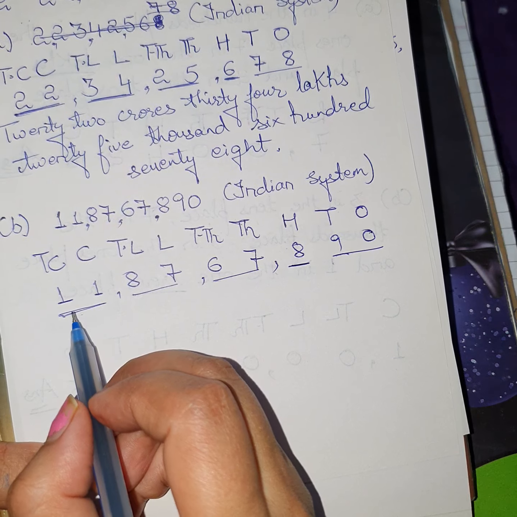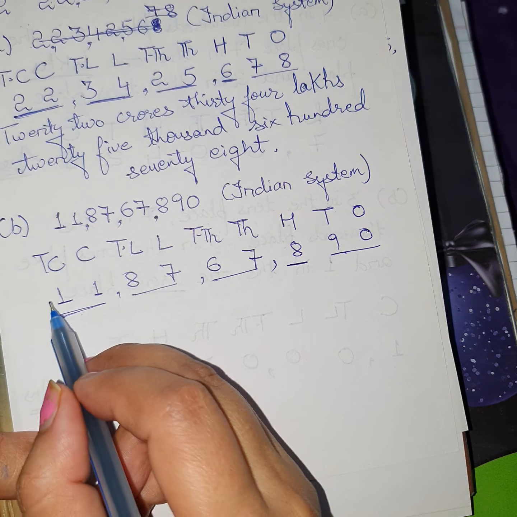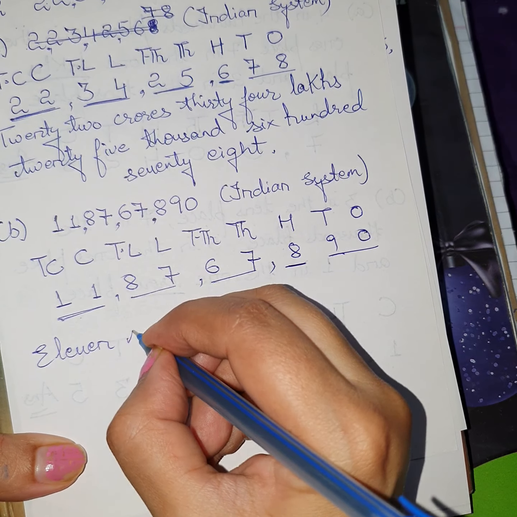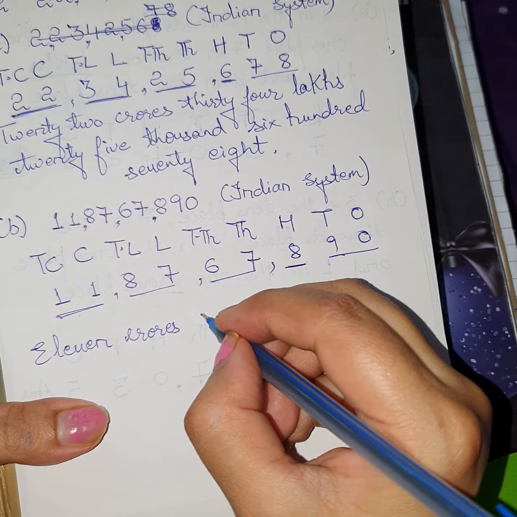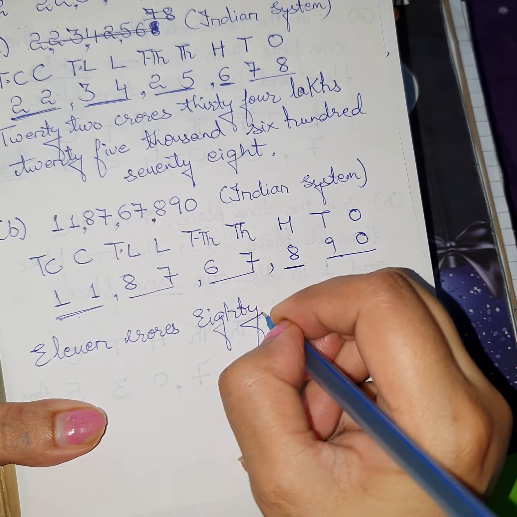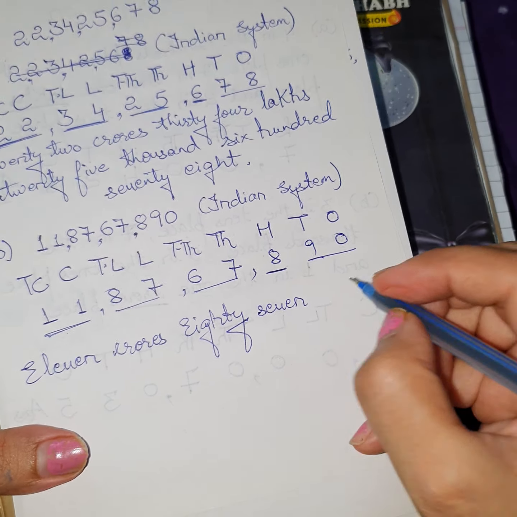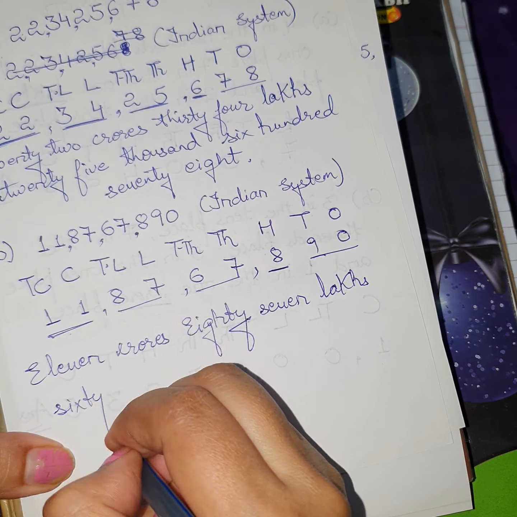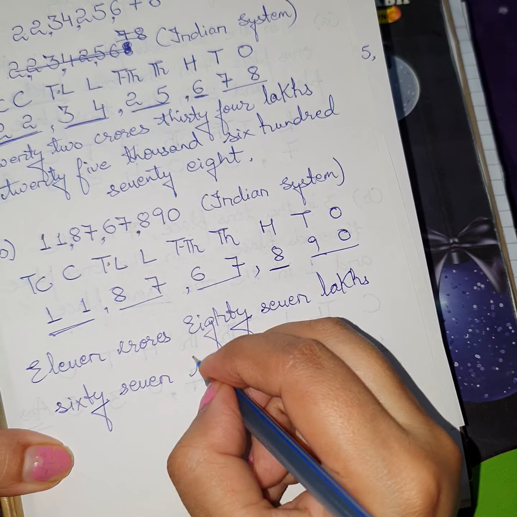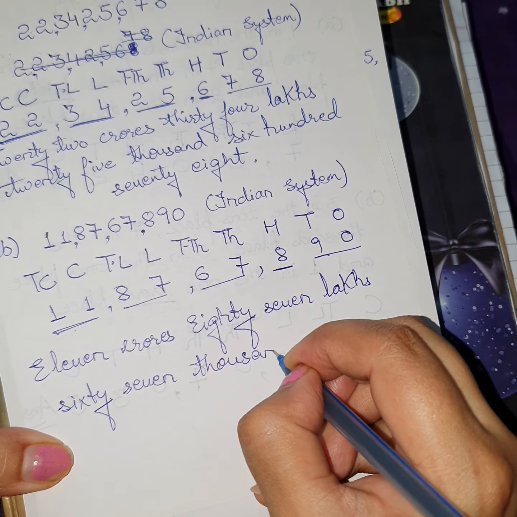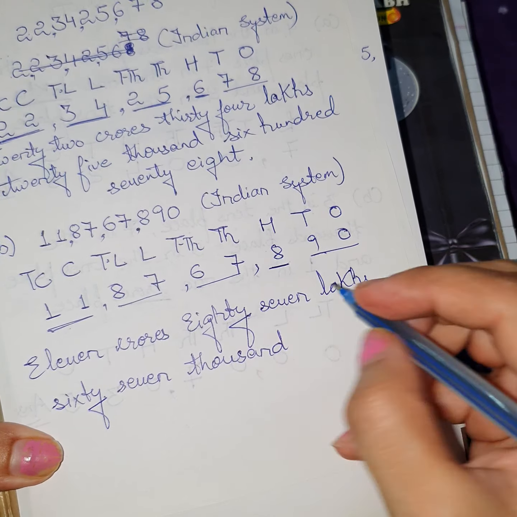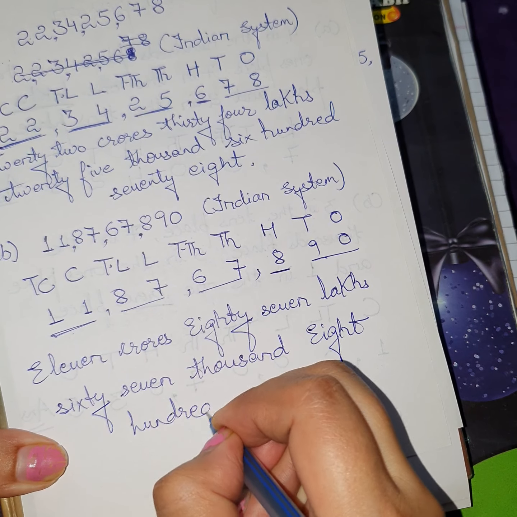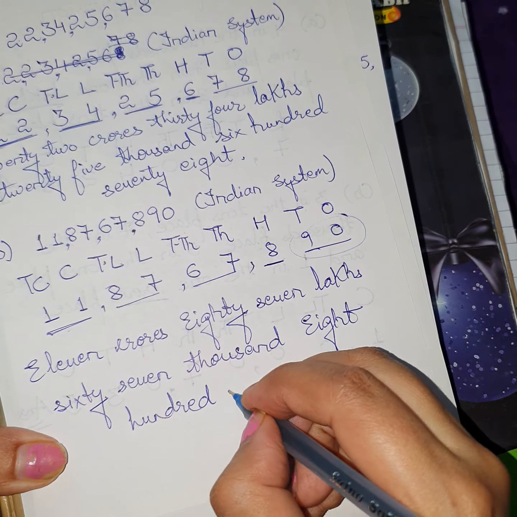So we will start from the crores period. The 2 digits are 1, 1. That means 11. So we will write 11 and it belongs to the crores period. So 11 crores. Then 87 belongs to the lakh period. So 87 lakhs. Then 67 belongs to the thousand period. So 67,000. 8 will be read alone, that is 8, and 8 belongs to the hundreds place. So 800 and these 2 will be read together, 90.